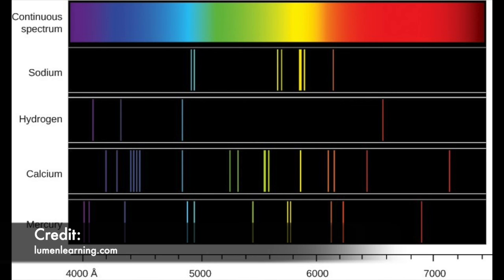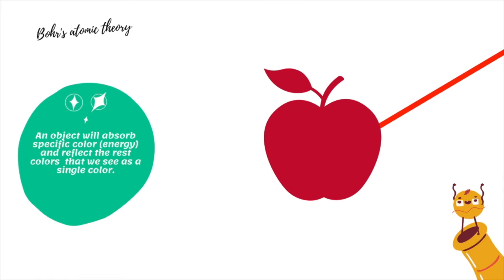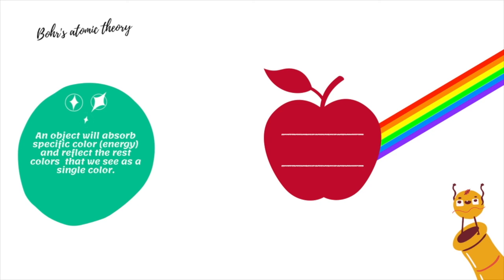Then, what happens to our red apple? When the apple gets energy from the sun, which is white light that consists of the rainbow colors, electrons inside the atoms of the apple will absorb just specific energy. Then, the rest of the color will be reflected into our eyes. In this case, the green light is absorbed and the others are reflected and we see them as a single color, red.